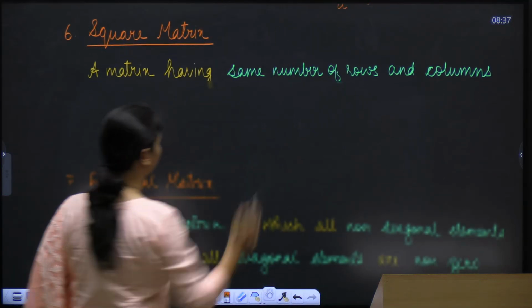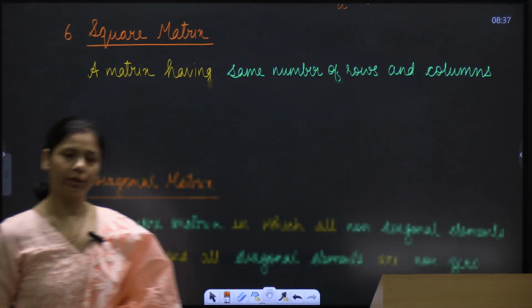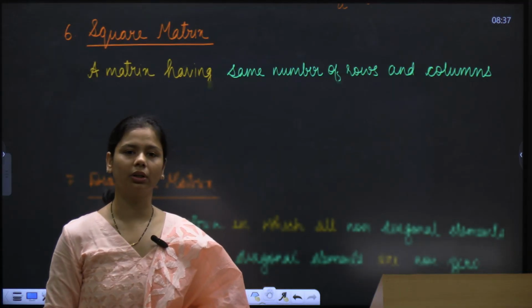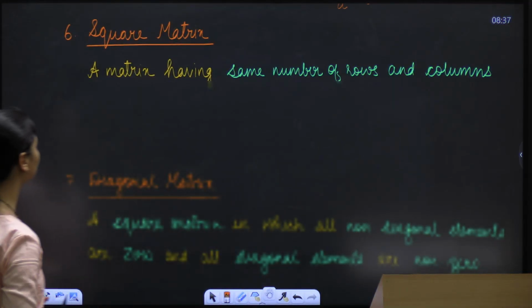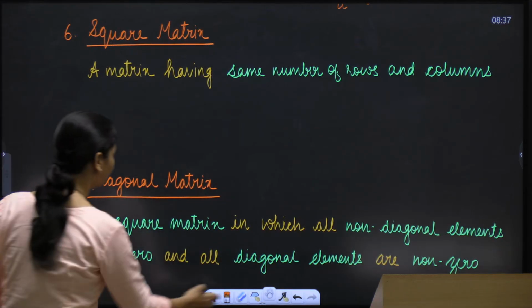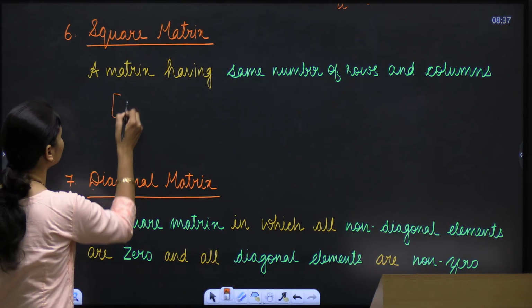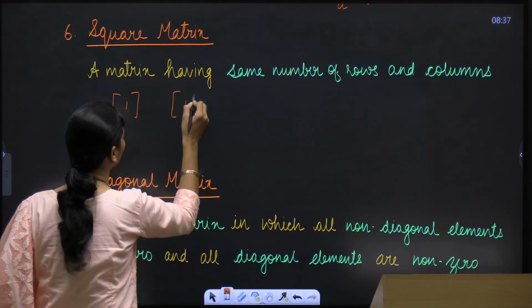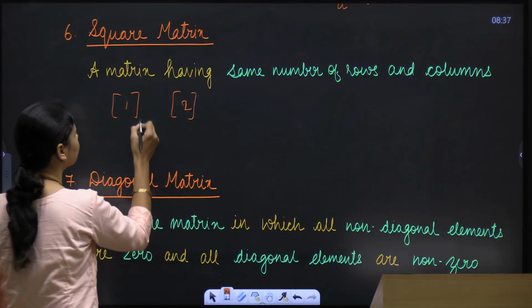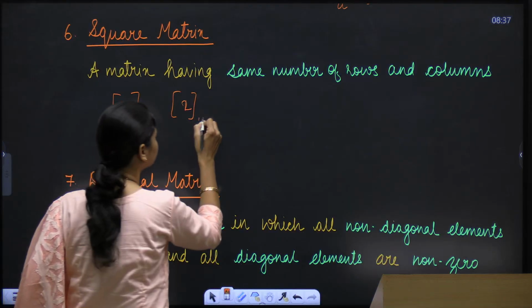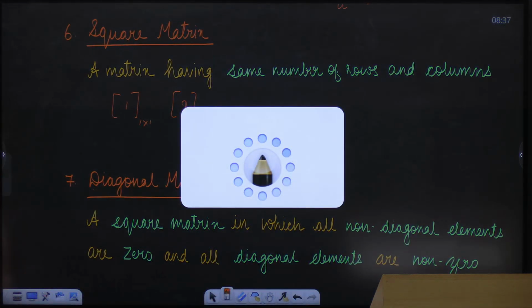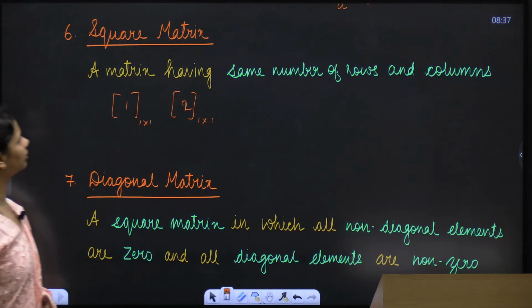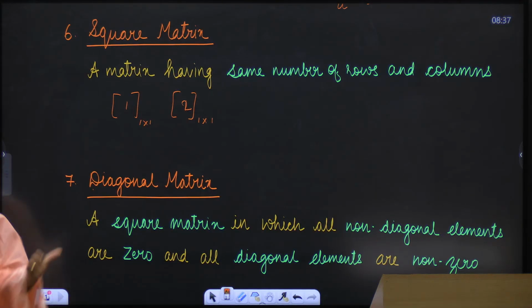Next is the square matrix. If in a matrix the number of rows and the number of columns are equal, then this is called a square matrix. For example, if suppose 1 and 2, the dimension of this matrix is 1 by 1, then these are square matrices.